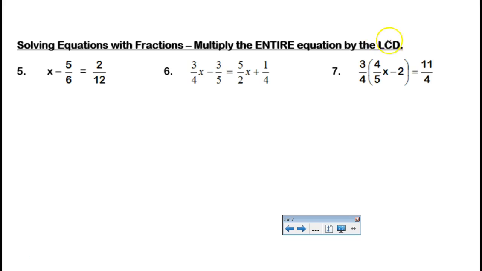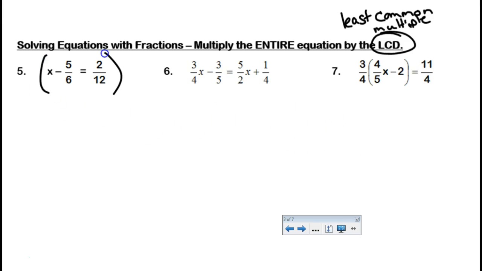What we're going to do is we're going to multiply by a least common, they said denominator here, but what you're going to do is you're going to look at the denominators and look for a least common multiple. It's the same idea as finding a least common denominator, but what's kind of cool about this method is it doesn't have to even be the least common multiple. It could be any common multiple.